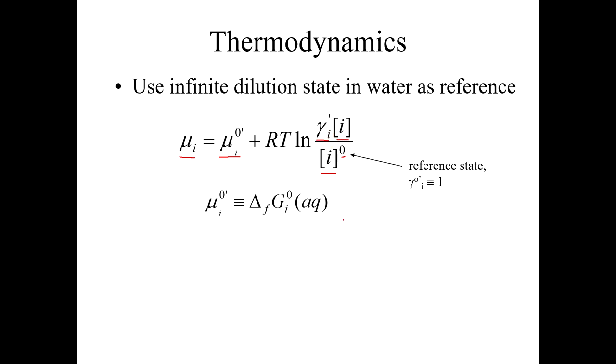Okay, and so the delta G of the compound, the chemical potential of the compound here is, by definition, that's what the three lines here mean, by definition, it's equal to the delta G of formation of the chemical in the aqueous system, because we're going to use the aqueous system as our reference state.